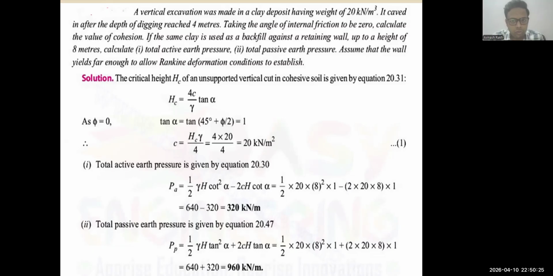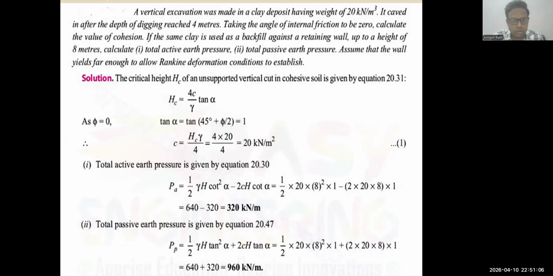Now we'll proceed with the next point, the total passive earth pressure. Using the equation Pp equals 1 by 2 gamma H square tan square alpha plus 2cH tan of alpha, we're going to put in the values: 1 by 2, gamma is given as 20 as the unit weight, into height given as 8, so 8 square tan of alpha, plus 2 into 20 into 8. So you put in the 2cH value. At the end we'll get the answer as 960 kilonewton per meter. So this is the total passive earth pressure in this condition.